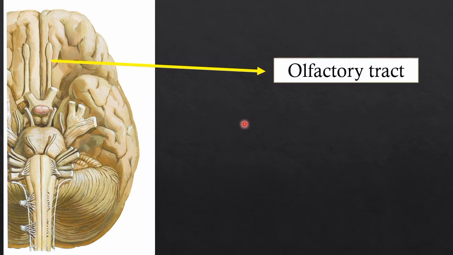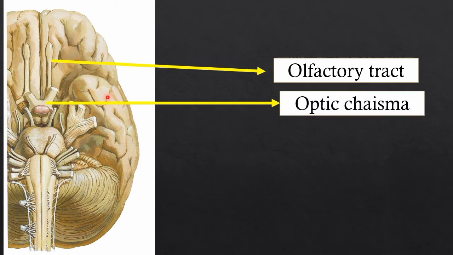Then moving to the next, the optic chiasma. So the right and left optic nerves, the same question they may ask. The optic nerves are passing through which foramina, they may ask. The optic nerves pass through the optic canal.